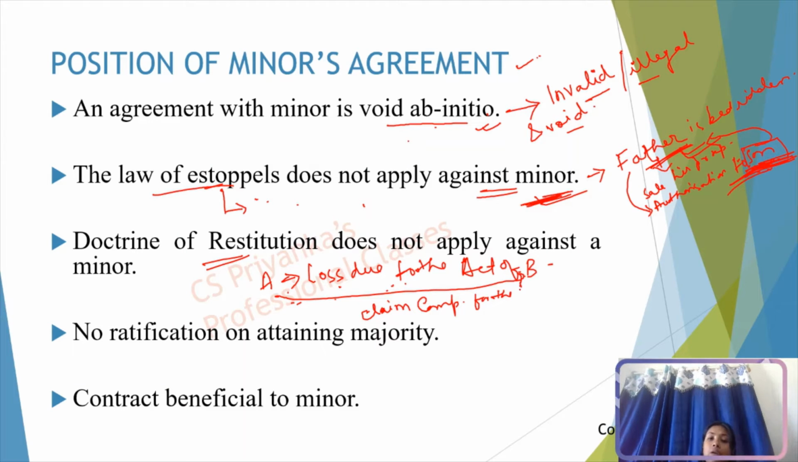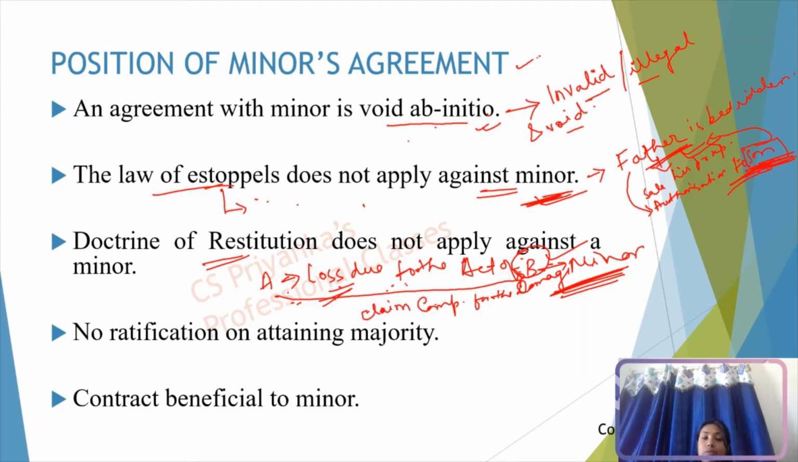But if this B, due to whom you have suffered loss, is a minor, then you cannot claim any type of compensation from such a minor. Got it? Because any agreement with a minor is void and illegal.